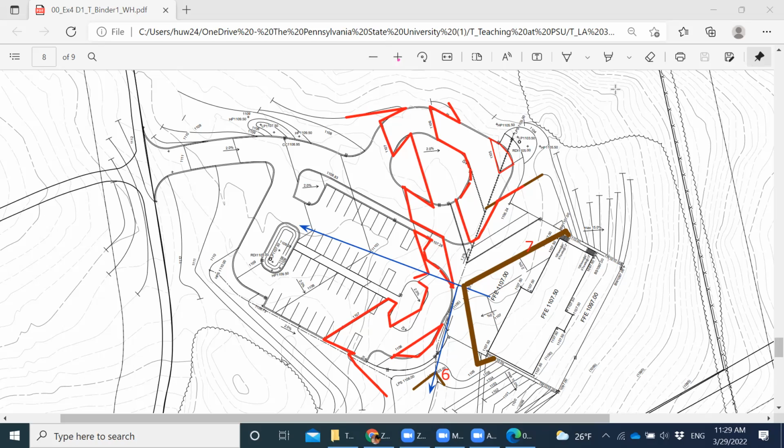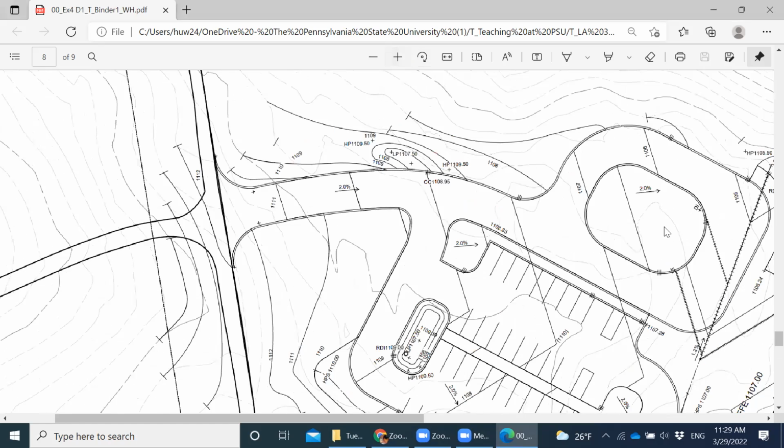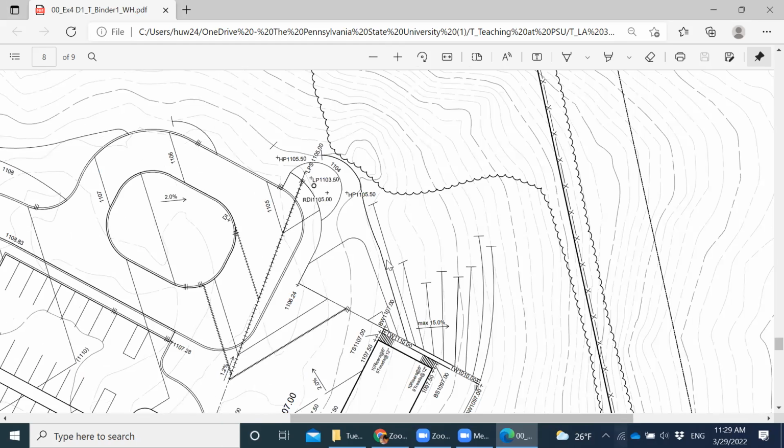So let me clear and then zoom into that area. Make sure you get a screenshot of the contours here. Yeah, got it. Okay, let me clear and zoom in. We said this is a closed contour, and we need to figure out what this is. So that will be 1104 point something. So your RDI is too high.